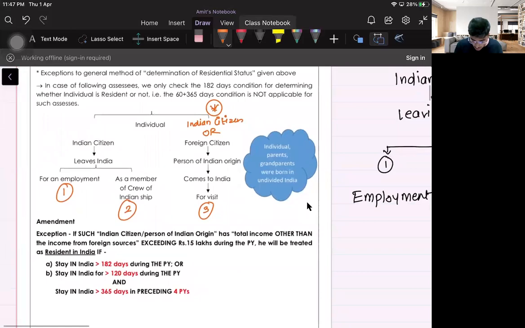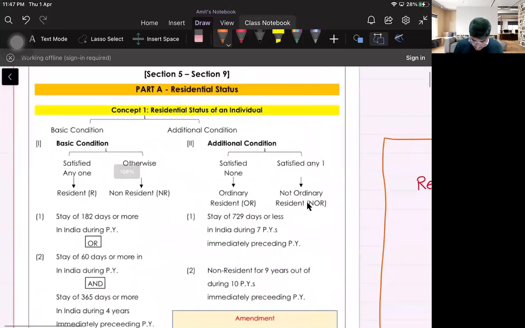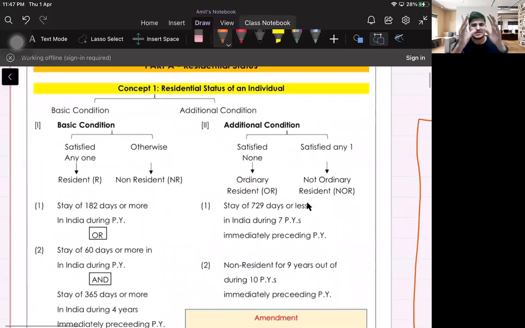So again, I will go up and check ki hum log ka baki kya hai. Basic condition ka entire part is done. Then we will move on with the additional condition. When do we come to additional condition? In the basic condition, if the answer is resident. If you are a resident, then only I will come to additional condition. If you are a non-resident, no further checks are required.